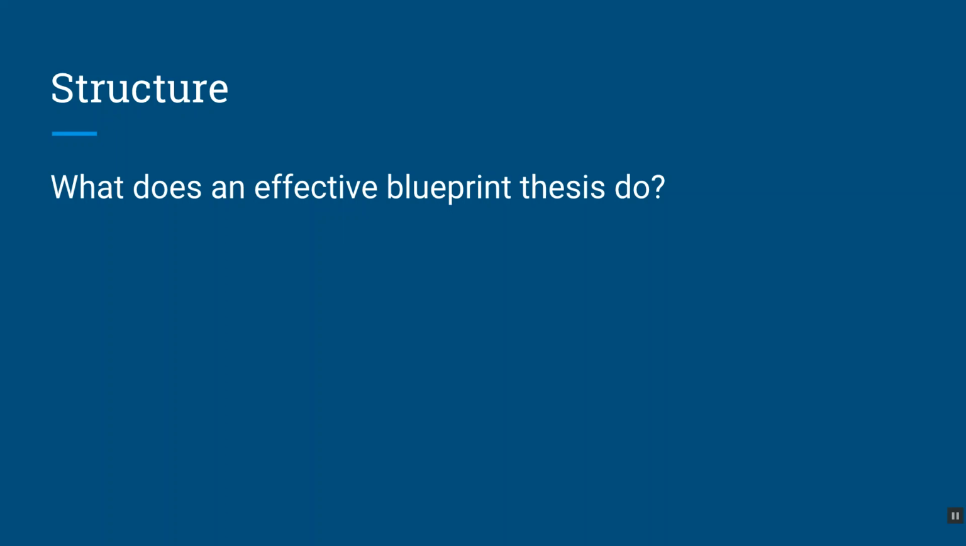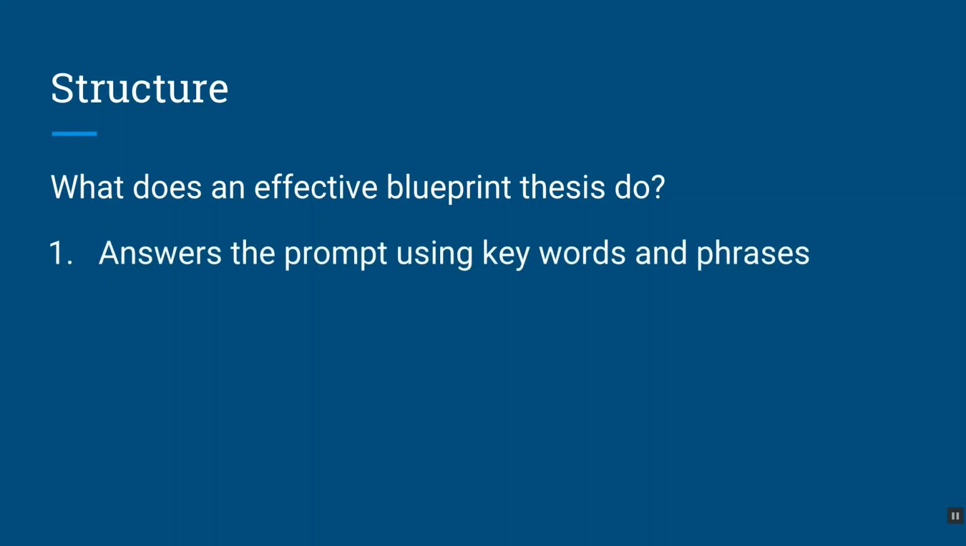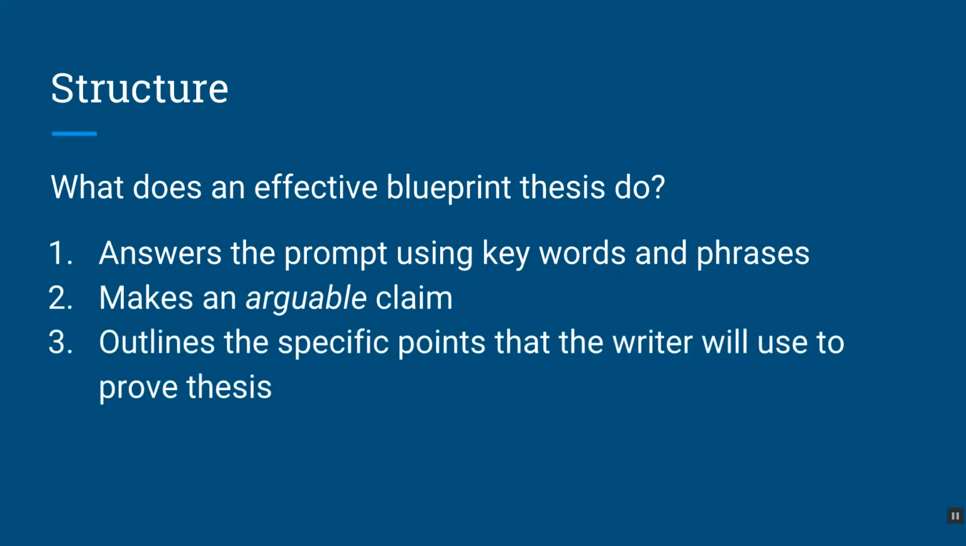So the first question we're going to think about is, what does an effective blueprint thesis do? And there are really three parts to the blueprint thesis. The first thing it does is that it answers the prompt using keywords and phrases. Next, it makes an arguable claim. And finally, it outlines the specific points that the writer will use to prove the thesis. So these specific points that are included in the blueprint thesis will guide you in each of your body paragraphs, providing you with your subtopic that you're going to explore as a means to prove your claim.